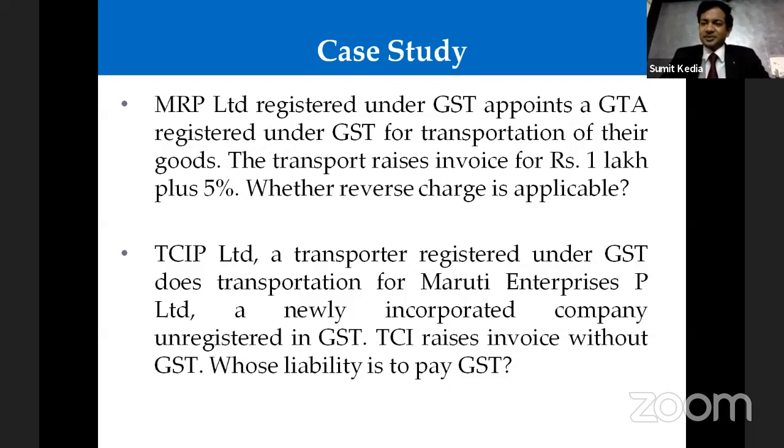So why I'm quoting this example is, since the law was new and a part of the transport industry is unorganized, many times they had levied tax by mistake at the rate of 5%. So in that case, you should be careful that 5% cannot be charged on the forward charge, because the RCM notification will apply in such cases.